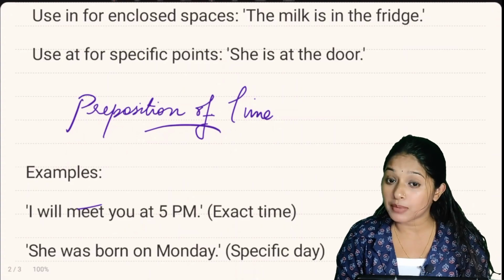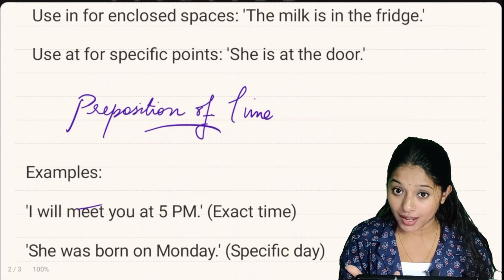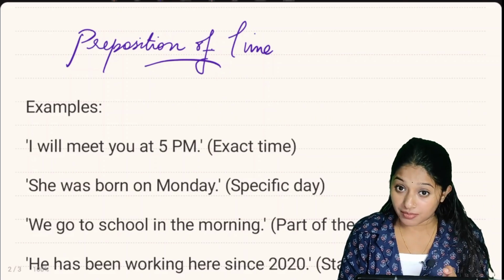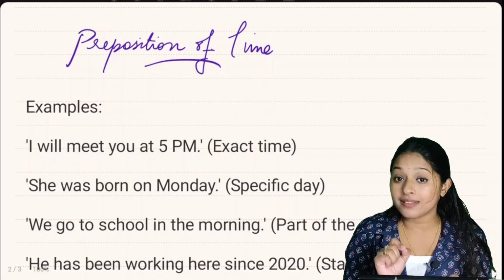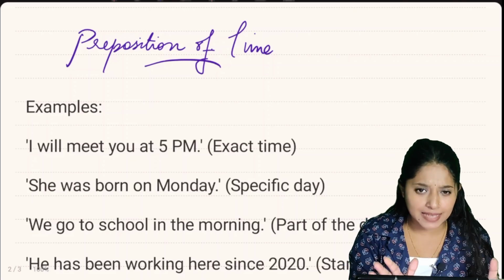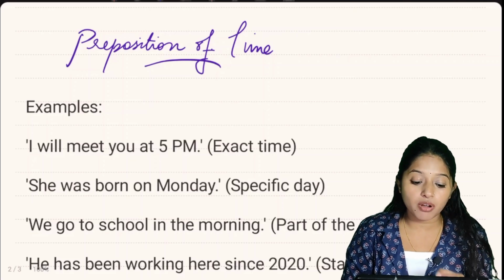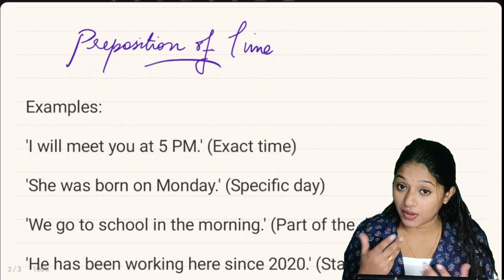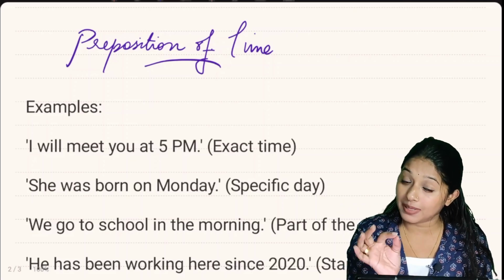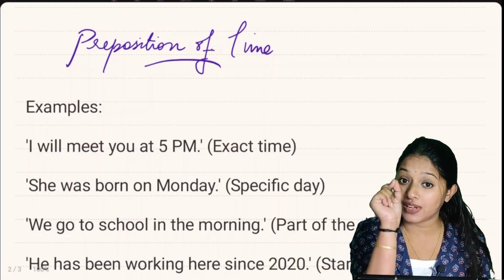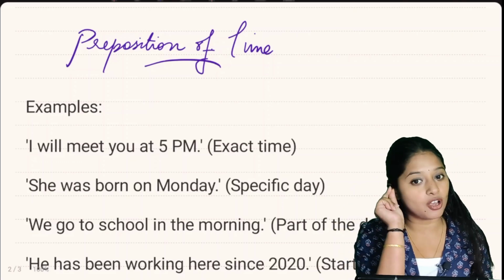Next is preposition of time. Preposition of time answers when. For example, I will meet you at 5 p.m. As already said, at means specificity, exact time. She was born on Monday. When was she born? On Monday, a specific day. Remember, specific day and date means on.